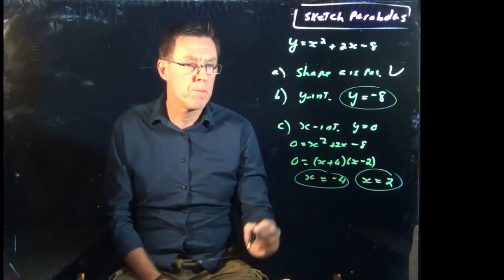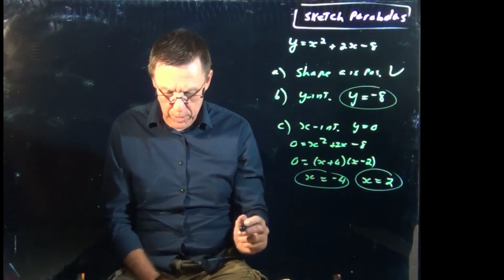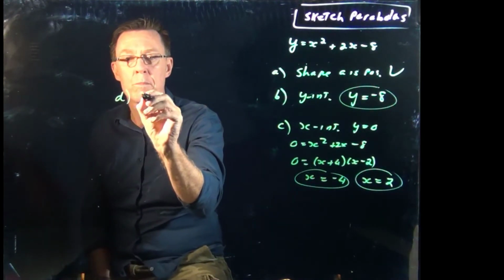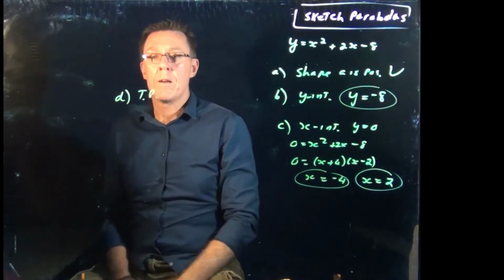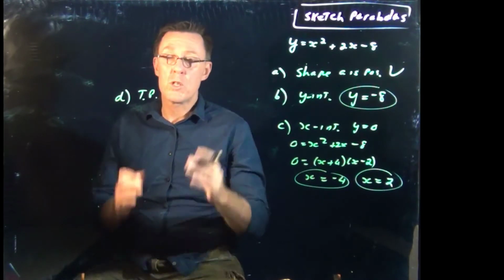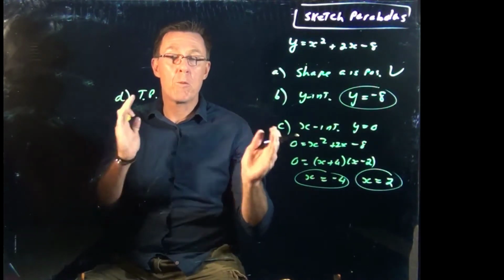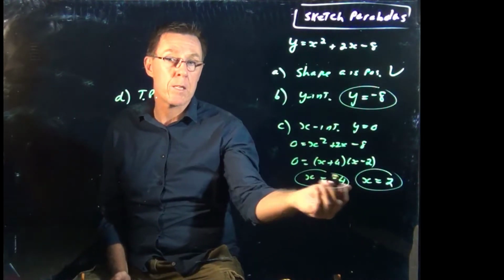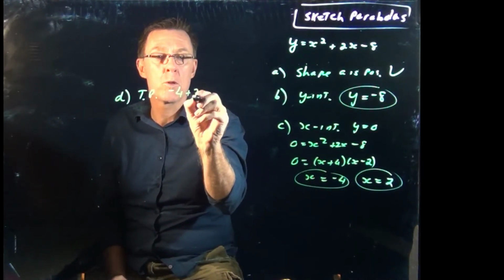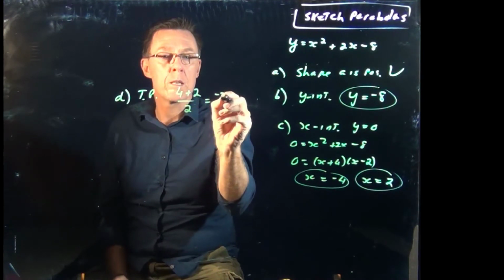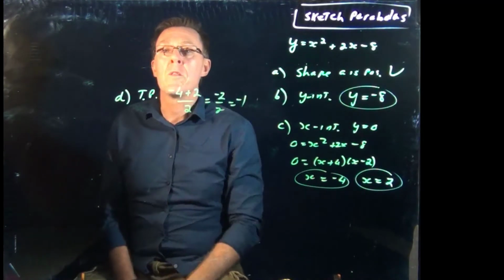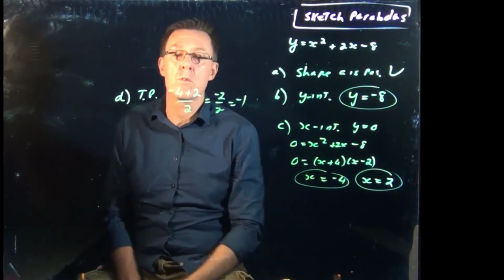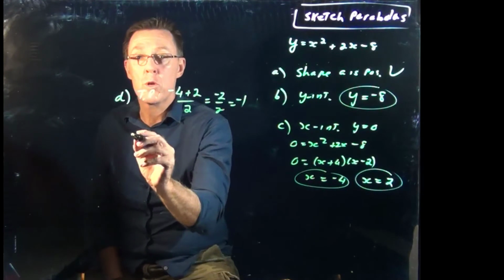Y-intercept, x-intercept. Next thing you need to know is the turning point. Now, the turning point, because it's symmetrical, the turning point is equidistant from either x-intercept. So if we average out the x-intercepts, so -4 plus 2 on 2, so that's -2 on 2. So the x-coordinate of the turning point is -1. It's just the averaging of the roots. Or you could do this.